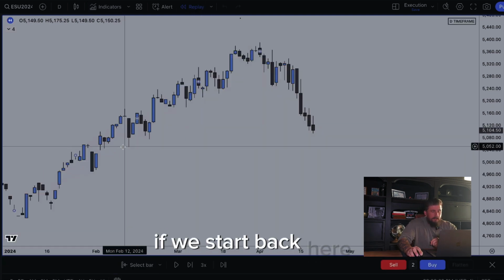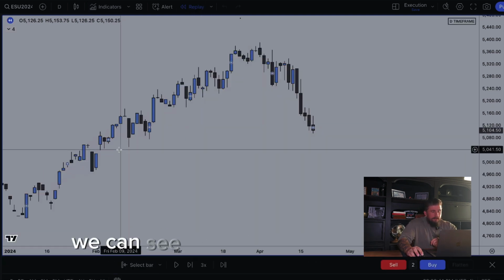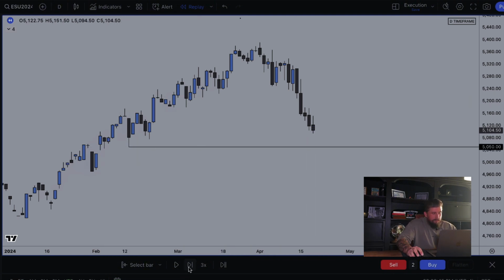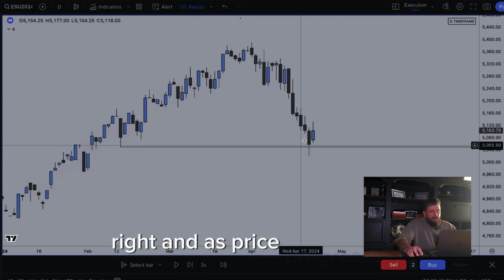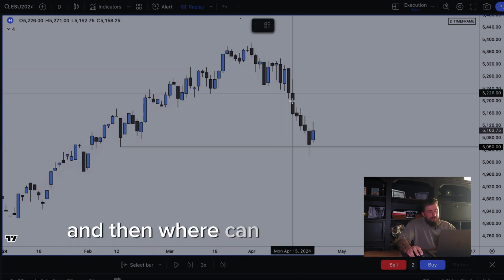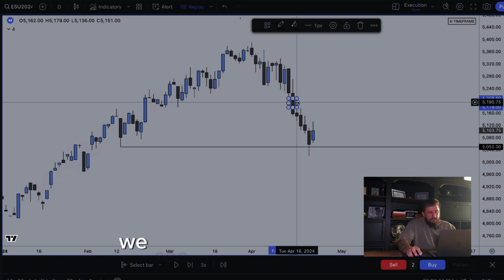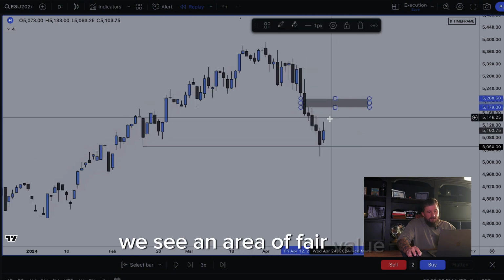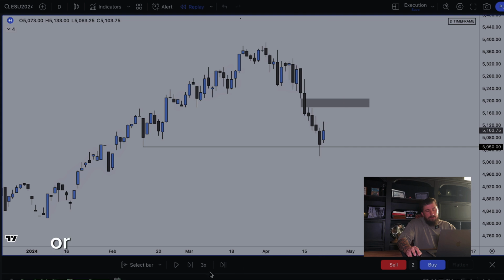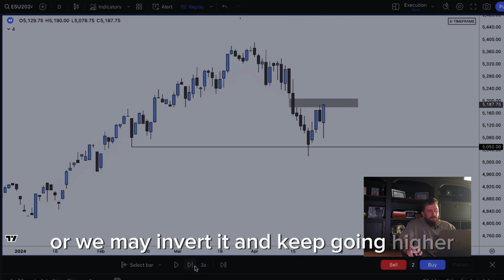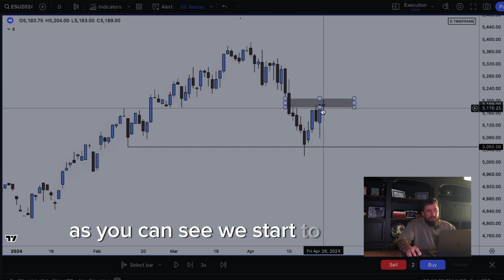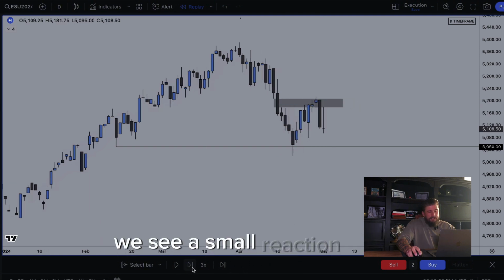If we start back here, we can see clearly there is an old low, right? And as price progresses, we see that we tapped into this old low. And then where can we potentially go next? We see an area of fair value. Now, this level may hold, or we may invert it and keep going higher. Time will tell. As you can see, we start to see bullish indication. We see a small reaction here.